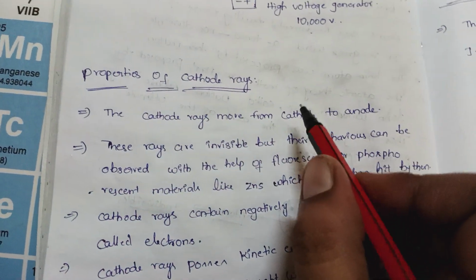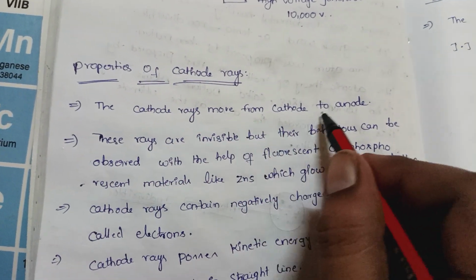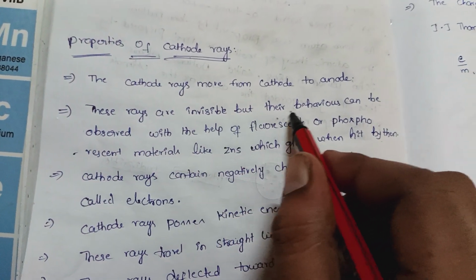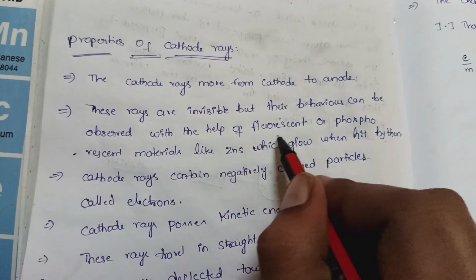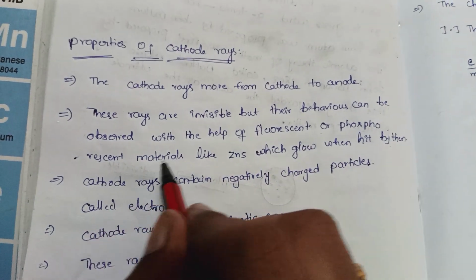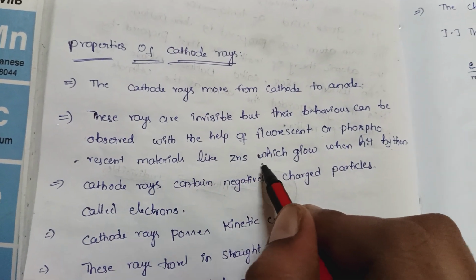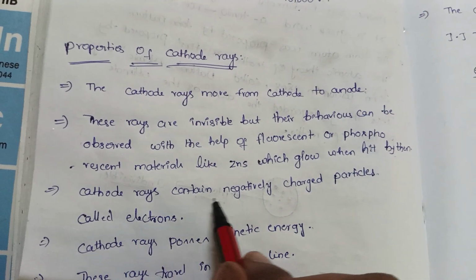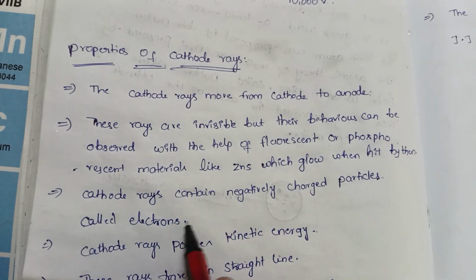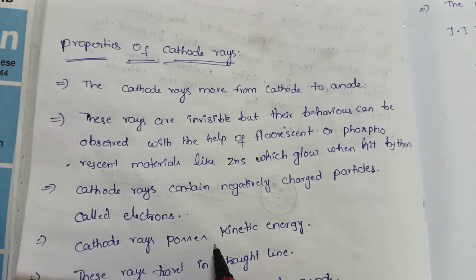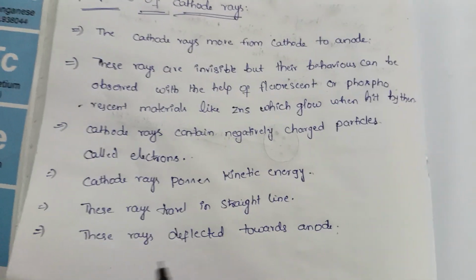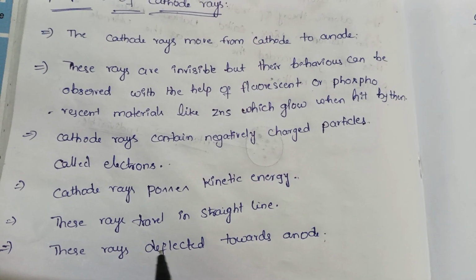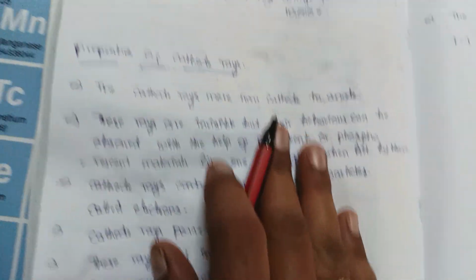Properties of cathode rays. Cathode rays move from cathode to anode. Cathode rays are invisible, but their behavior can be observed with the help of fluorescent or phosphorescent materials like ZnS, which glow when hit by them. Cathode rays contain negatively charged particles called electrons. Cathode rays possess kinetic energy. These rays travel in a straight line. These rays are deflected towards the anode.